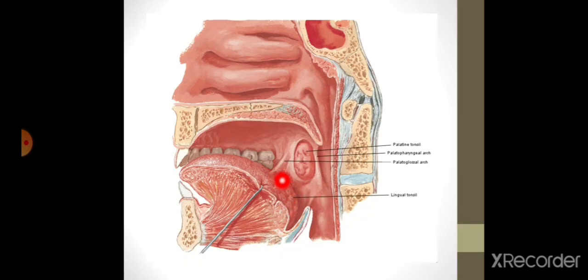The anterior boundary is formed by the base of the tongue. On each side there are two folds known as palatoglossal fold and palatopharyngeal fold. Between them is located the palatine tonsil. Superiorly is located the soft palate. Posteriorly is located the posterior surface of the pharynx.